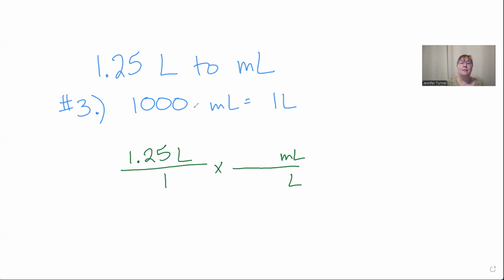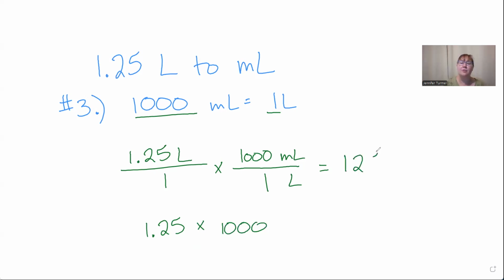And now when we put this in, see the 1,000 milliliters, that 1,000 is going to go on the top and the 1 is going to go there. So whatever value is here is what you put here. Okay. And now we're doing 1.25 times 1,000. Okay. And this will give us 1,250 milliliters.